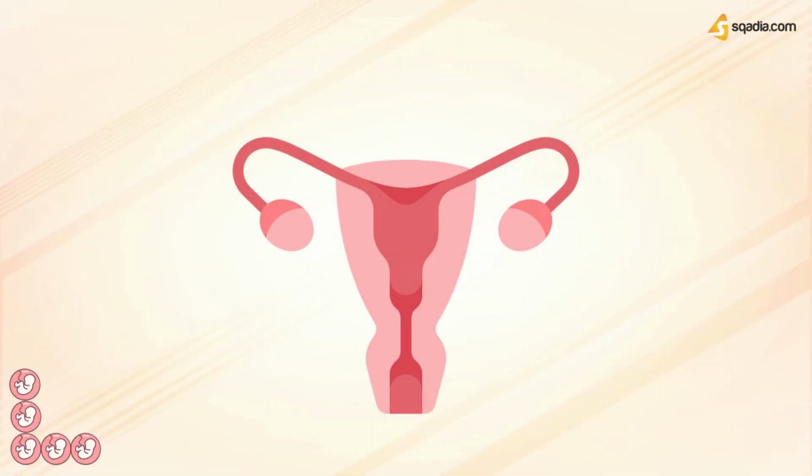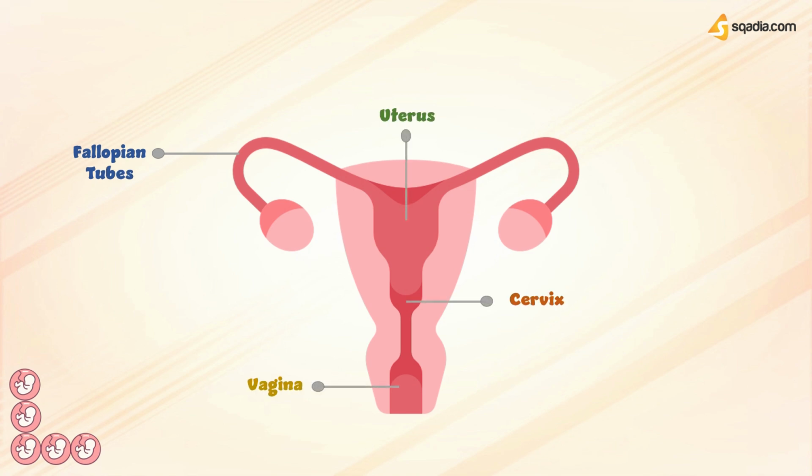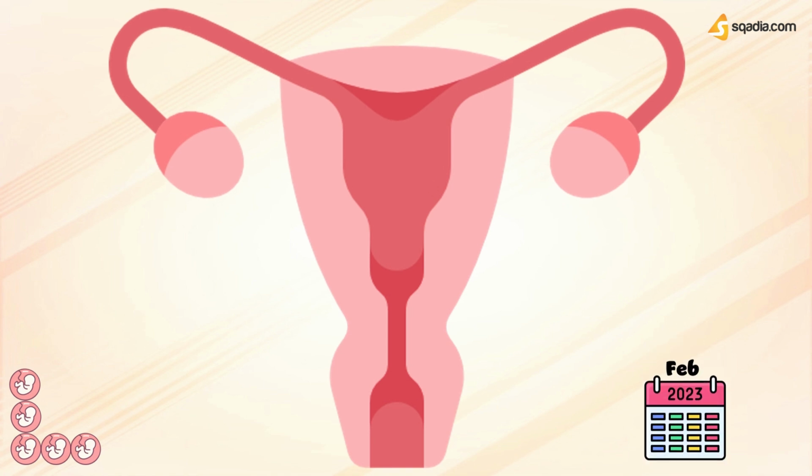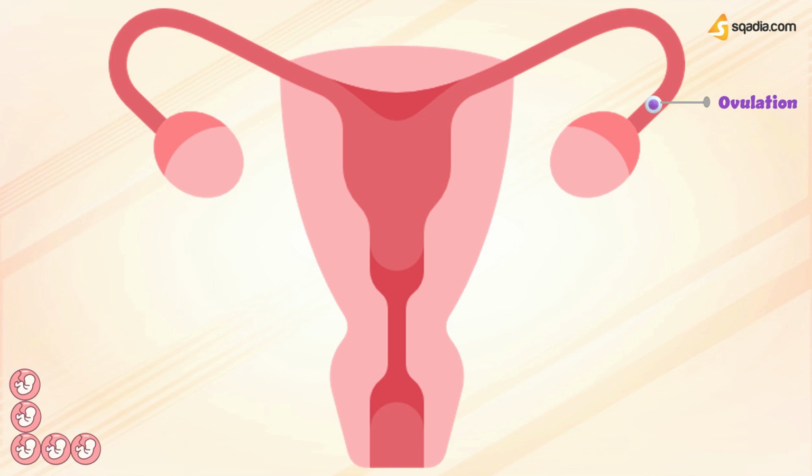This is the female reproductive system. It has fallopian tubes, vagina, cervix, uterus, and ovary. So, every month, one mature egg leaves your ovary, called ovulation. It then travels to the fallopian tube.